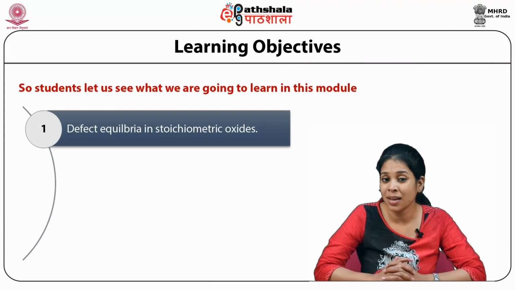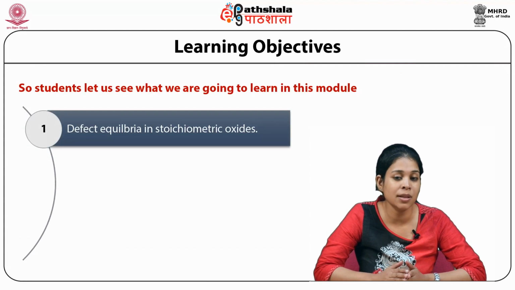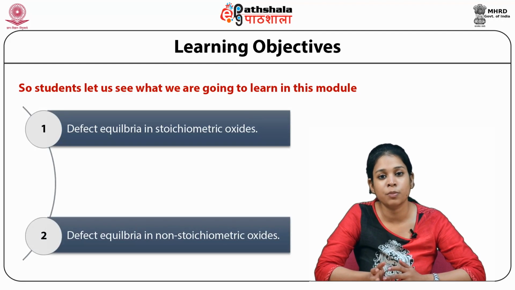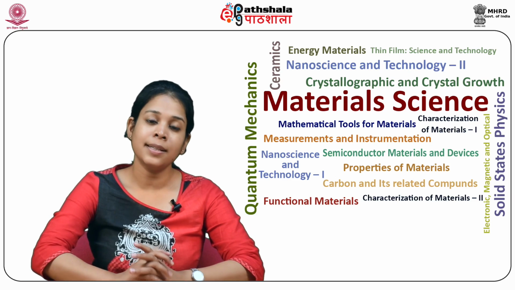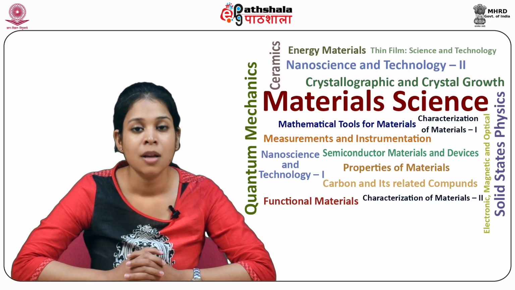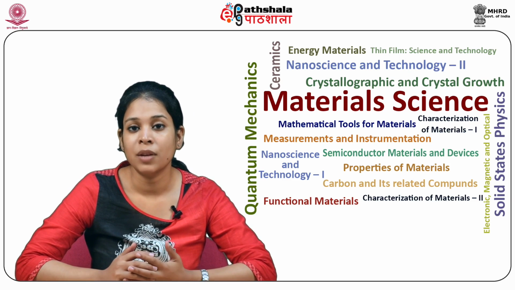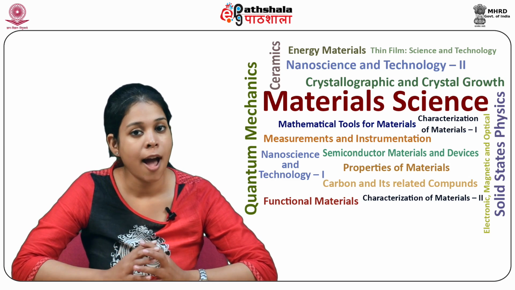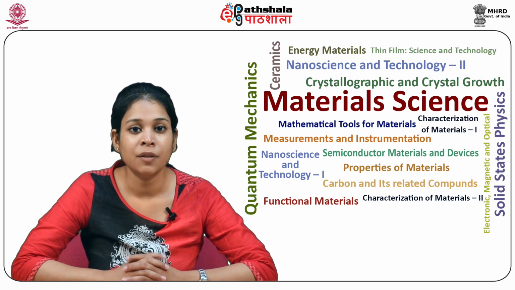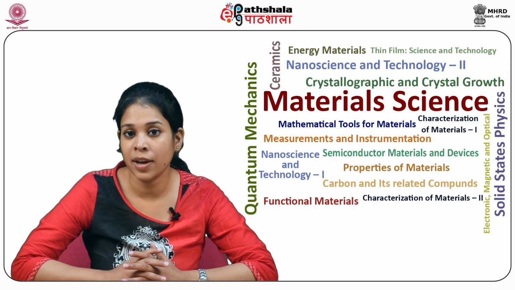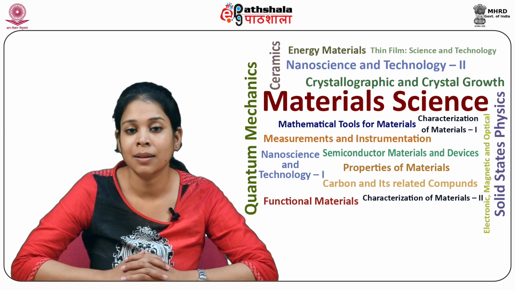So we will be discussing defect equilibria in stoichiometric oxides and the same procedure, that is defect equilibria in non-stoichiometric oxides. So let us talk about the defect equilibria in stoichiometric oxides. The defects which we usually consider in stoichiometric oxides are Schottky and Frenkel defects. And the following slides will help us to analyze both the defects, their types and their behavior.